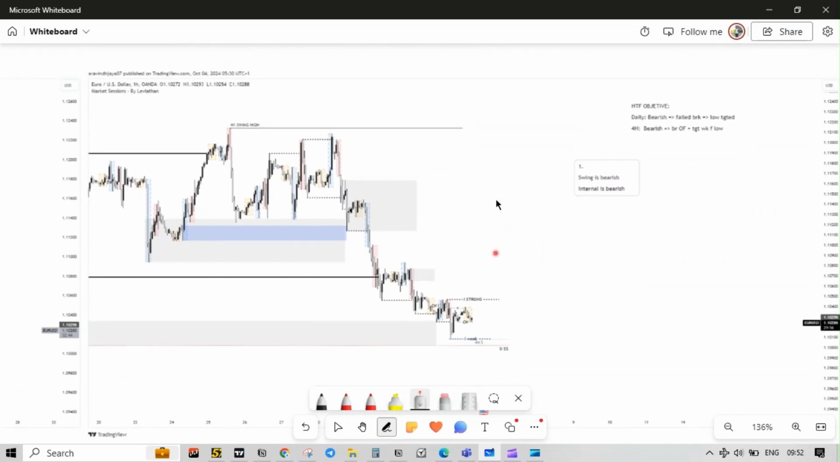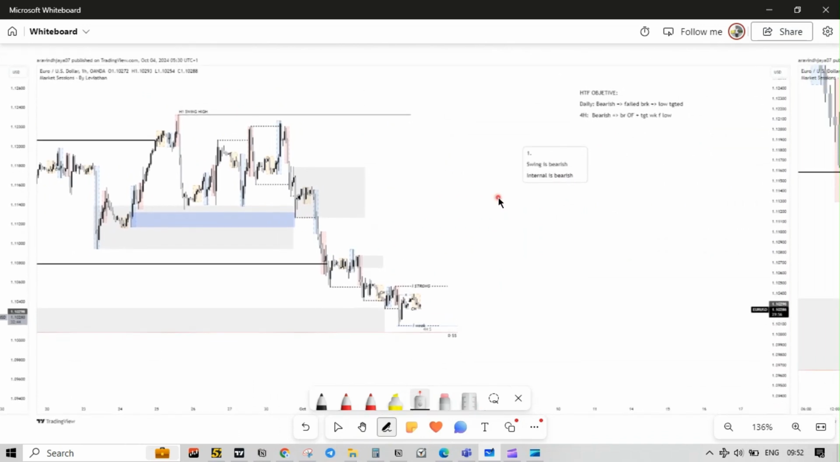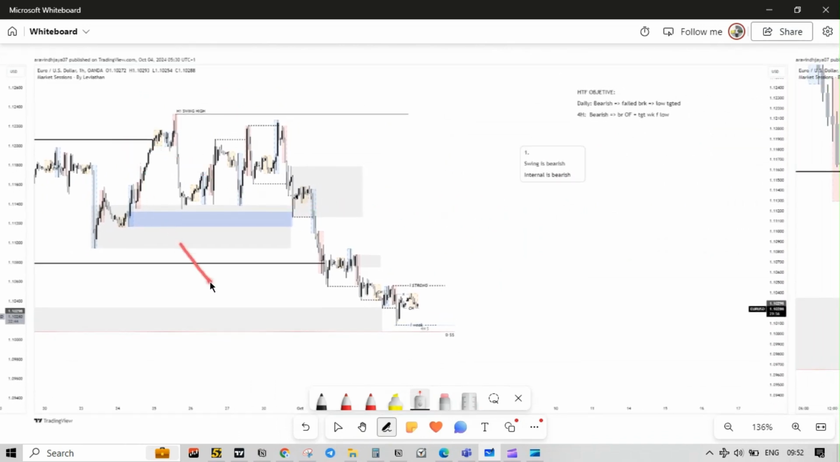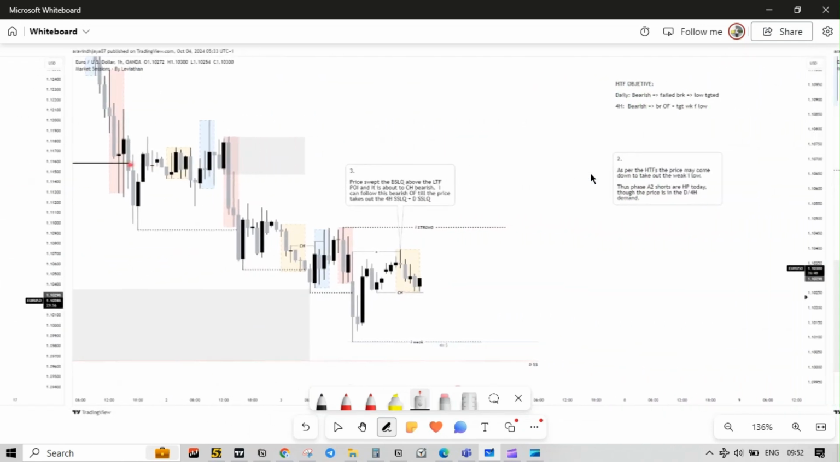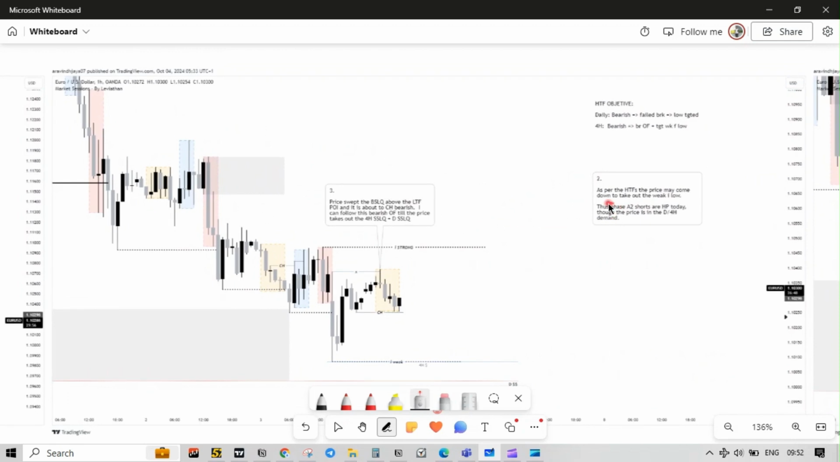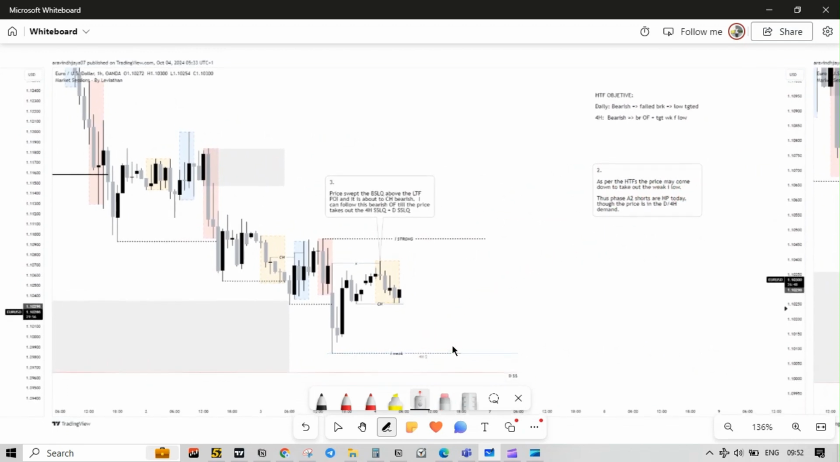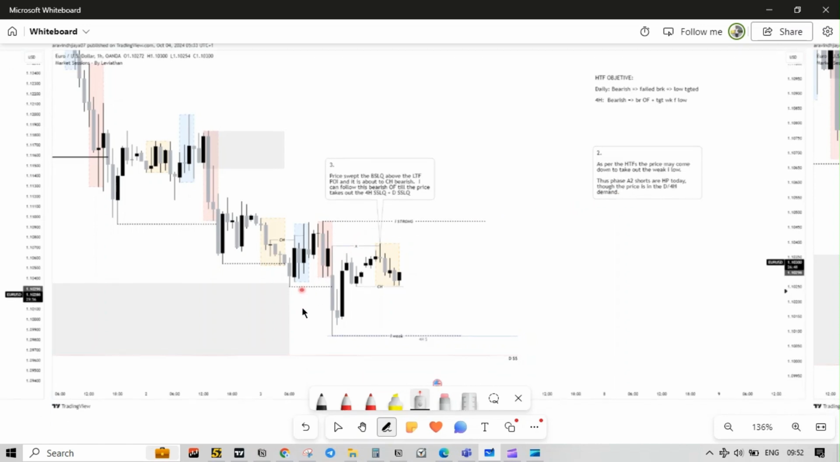So let's jump into the medium time frame, that is H1. The swing structure is bearish and internal is also bearish. So zooming in, you can see as per the high time frame, the price may come down to take out the weak internal low, which is also the 4-hour sell side liquidity. Thus, phase A2 for high probability today, though the price is in the daily 4-hour demand. Yeah, actually, one of the conditions for phase 2 is that price must not be in a higher time frame POI.